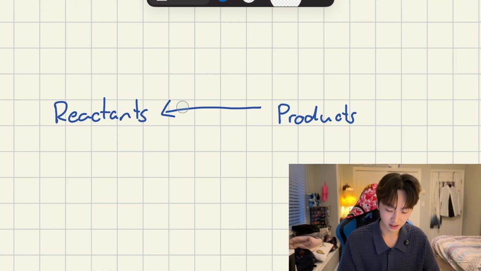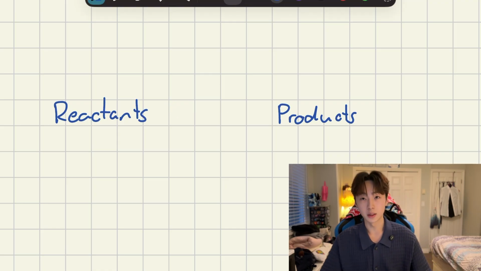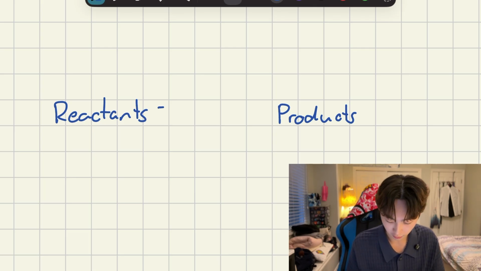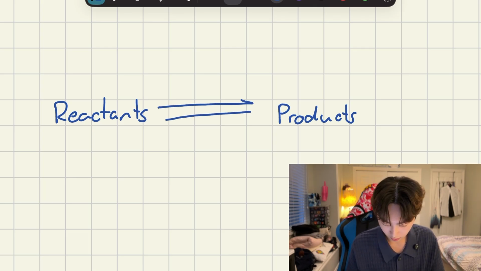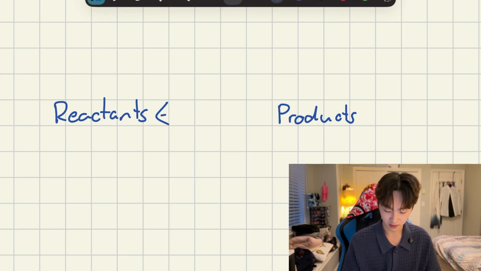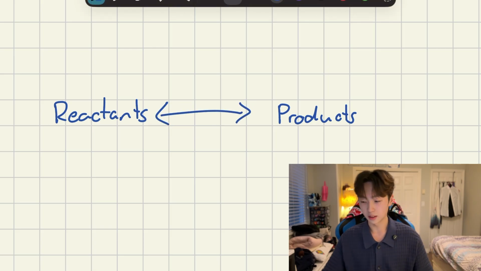That's non-spontaneous. But in equilibrium, both the reactants and the products could be favored. So you could have both. It looks like this. Or you could draw a double arrow like this. It's easier. But what is equilibrium really?